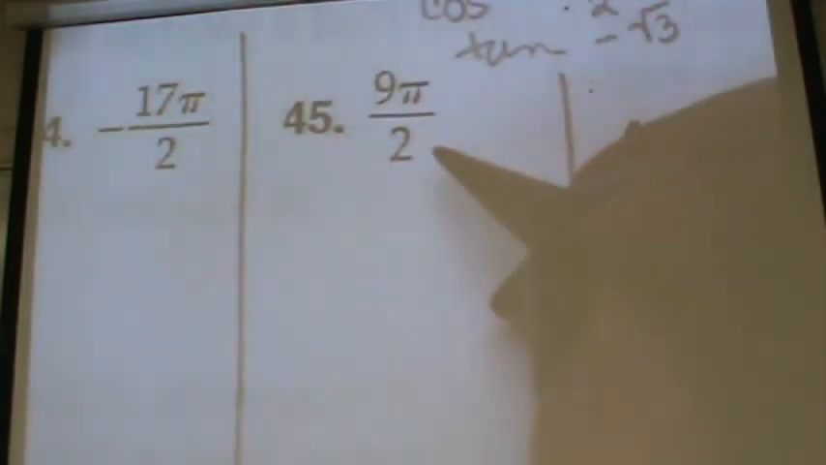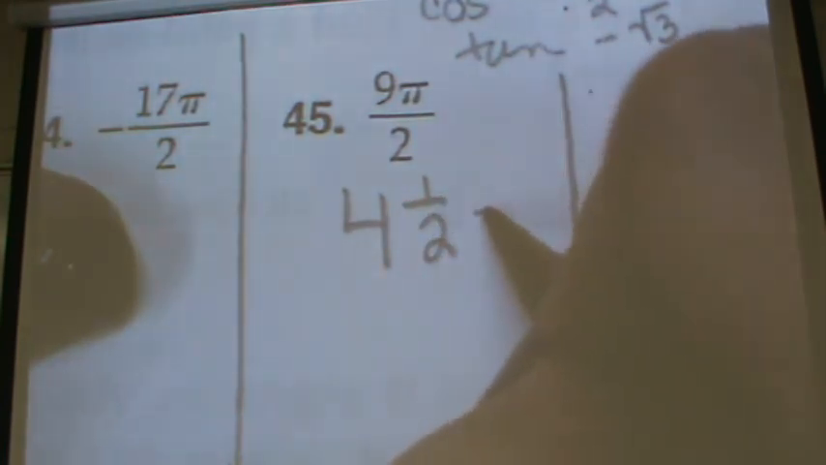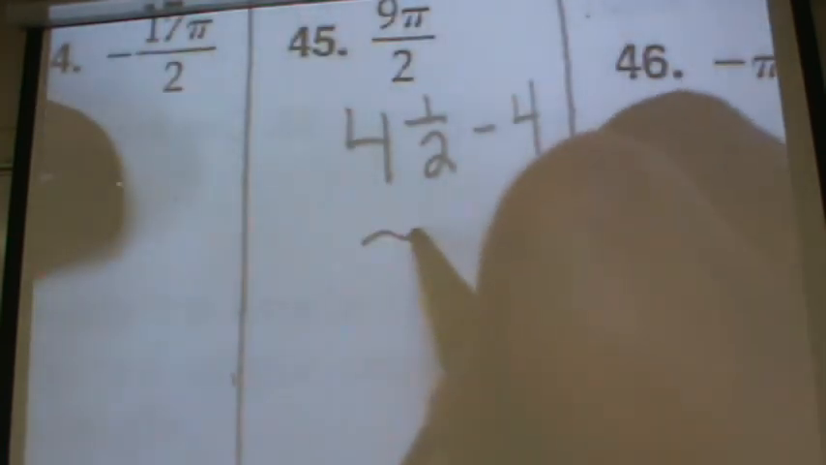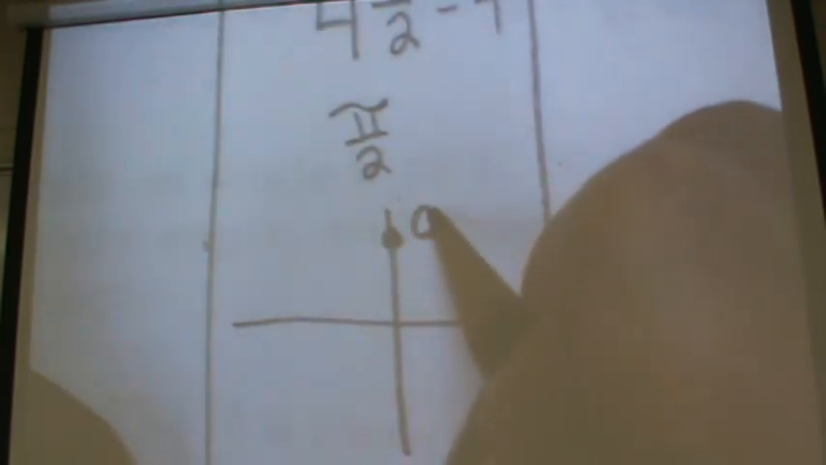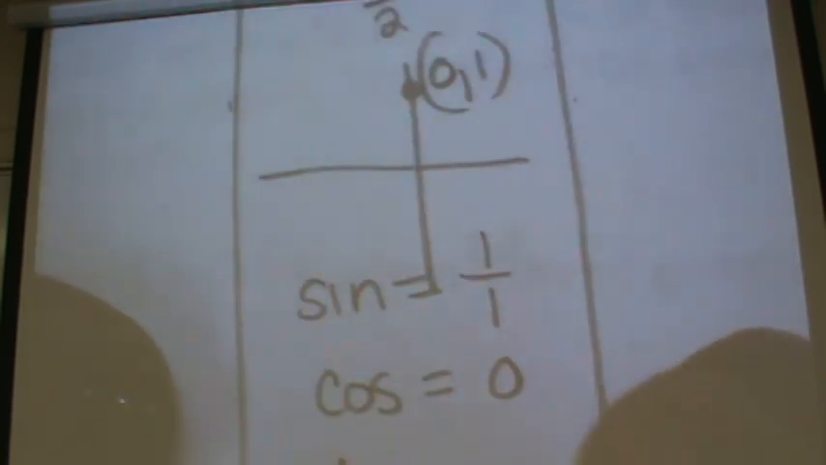2 more. 45. How do you do 45? How many times does 2 go into 9? 4.5 times. So we're going to subtract 4 pi, and you get pi over 2. Where's pi over 2? It's 0, 1. So what's the sine at pi over 2? 1. Cosine, 0. Tangent, undefined.